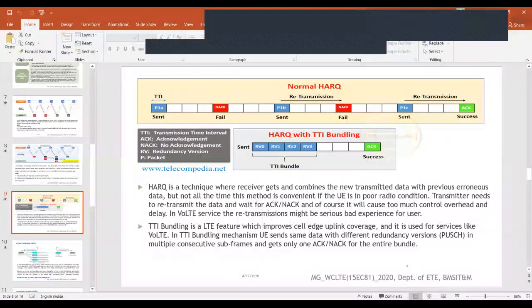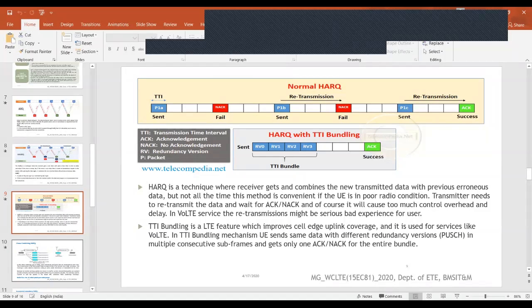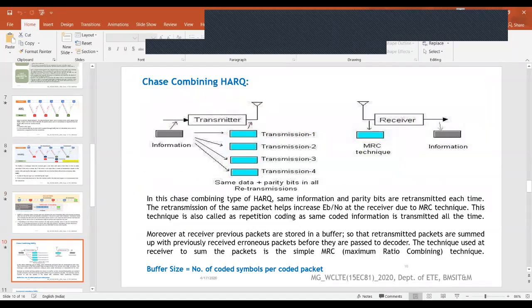So actually, sending this acknowledgement to the transmitter and again retransmitting the information back to the receiver, in the case of delay-sensitive applications like voice and all, is not acceptable, right? For other non-delay-sensitive applications, it is fine. That is what I said. So just to get some more information about chase combining and other things, I have shown it with a different diagram.